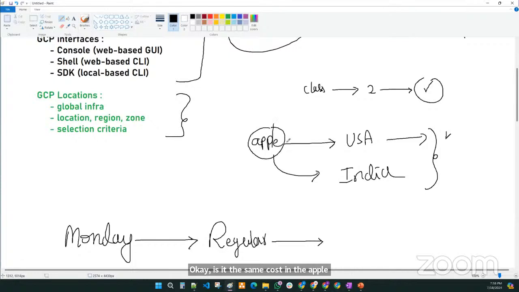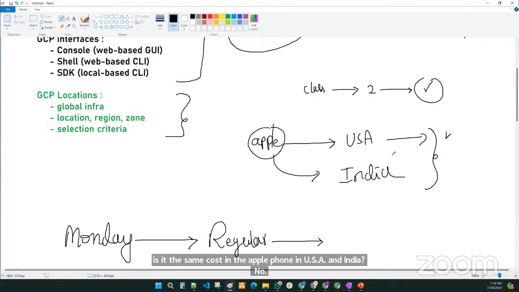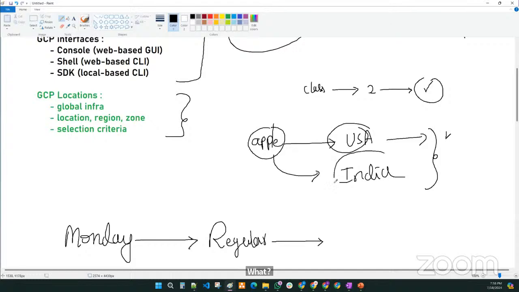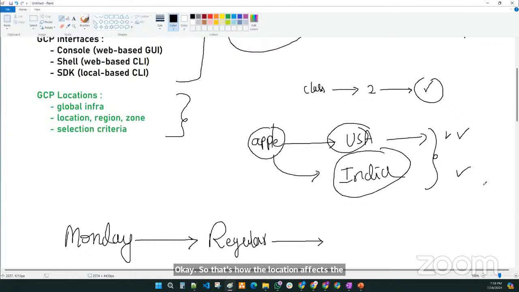No, right? So the location affects, for sure it will change, right? So here it will be less, here it will be more. Location changes the demand. Demand is the money. Okay, so that's how the location affects the cost. Location changes the demand. Demand leads to the cost.